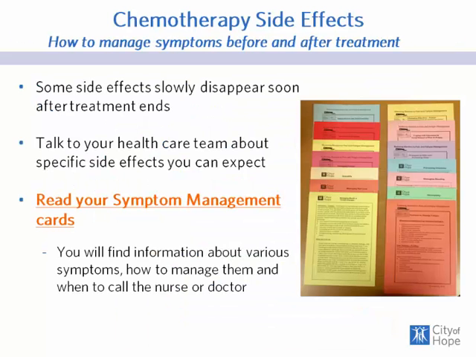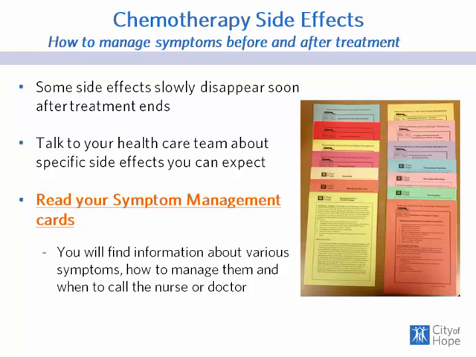Chemotherapy side effects: how to manage symptoms before and after treatment. It is encouraging to know that some side effects go away fairly quickly after treatment ends, and others may take months or years to disappear completely. Treating your side effects when the symptoms are mild will help keep them under control, so it is important that you report any side effects you may be experiencing. There are many ways to manage and control your side effects.